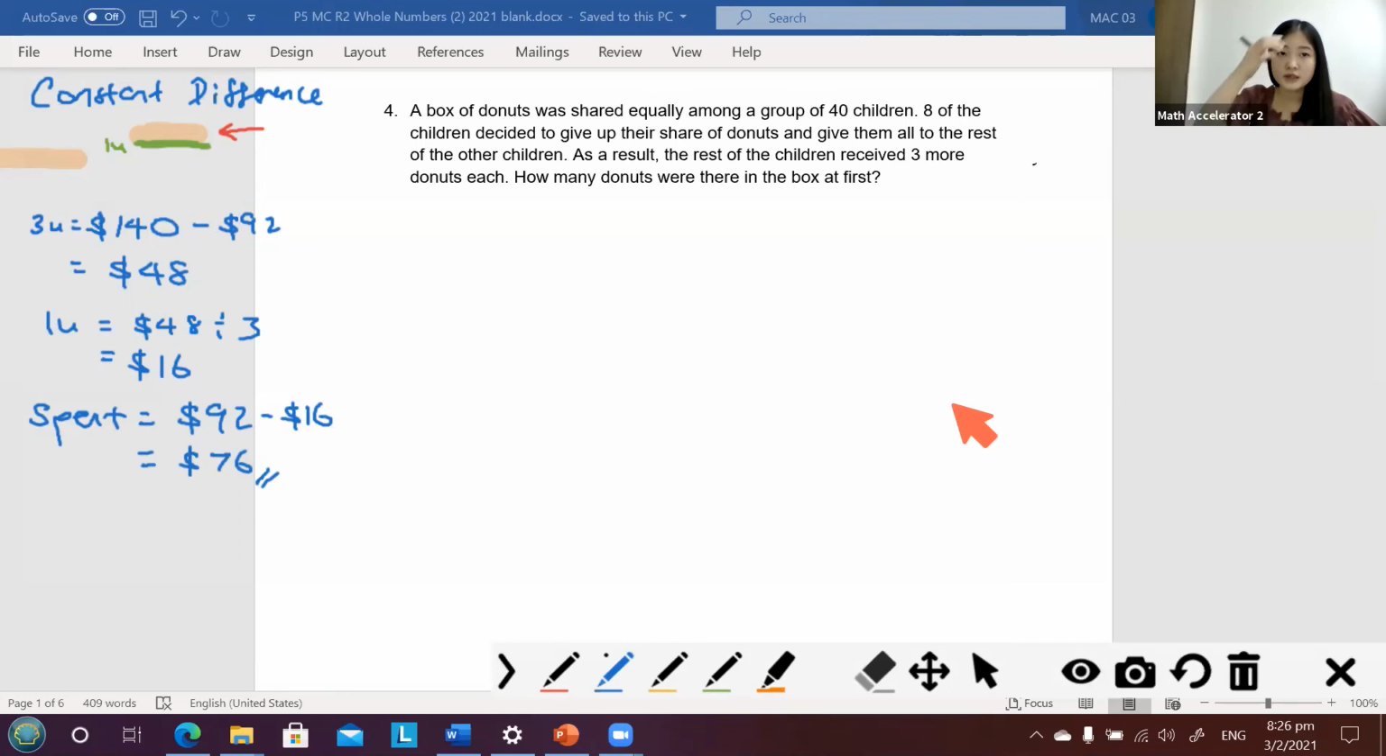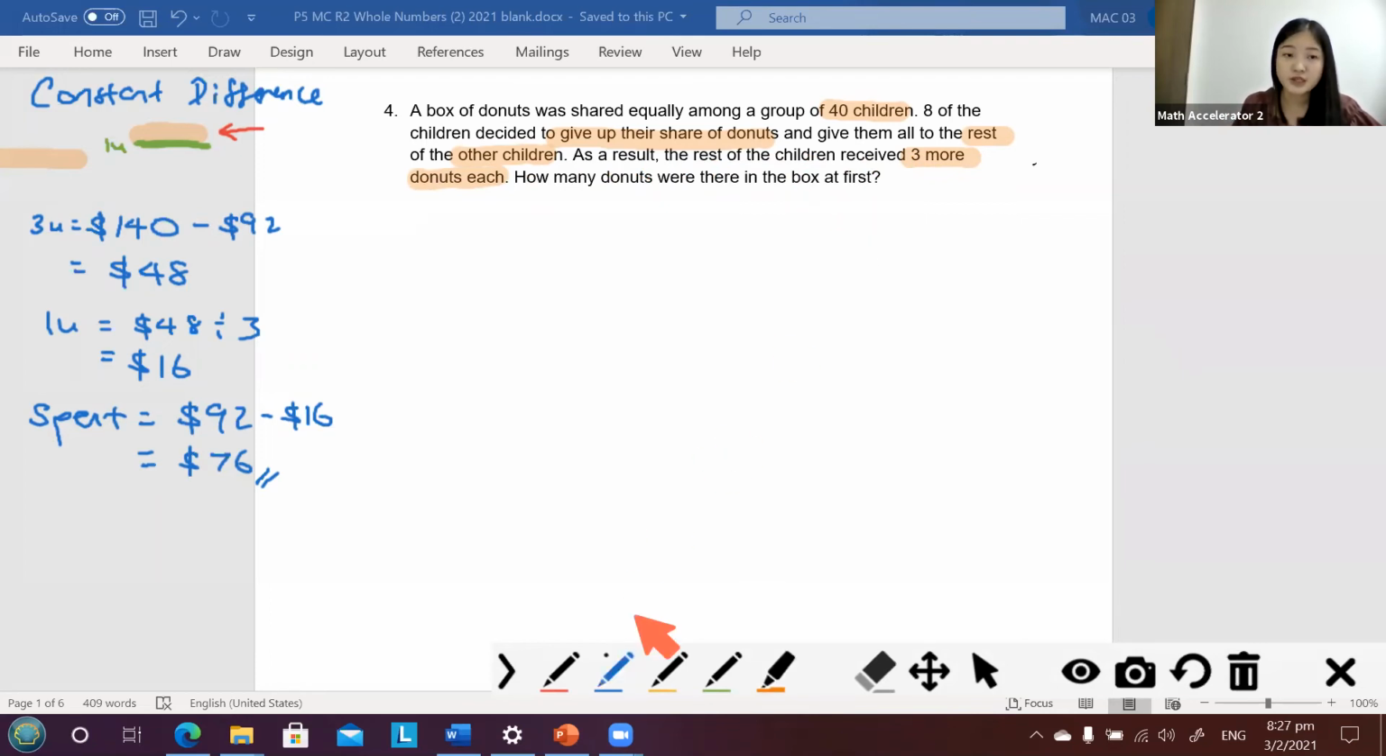Question 4. A box of donuts was shared equally among a group of 40 children. 8 of the children decided to give up the share of donuts. So they give up the donuts, then they give them all to the rest of the other children. As a result, the rest of the children receive 3 more donuts each. So they get 3 extra. How many donuts were there in the box at first?